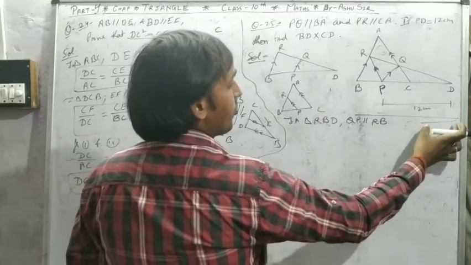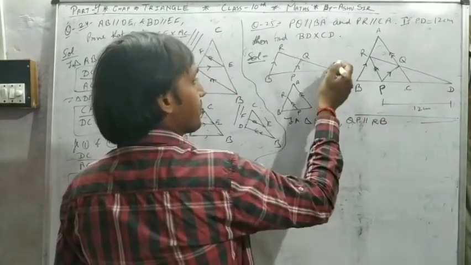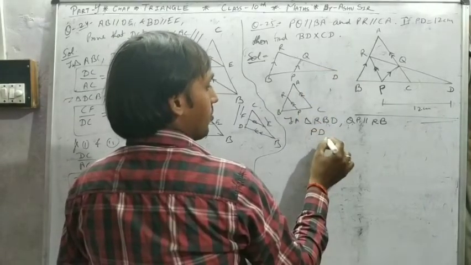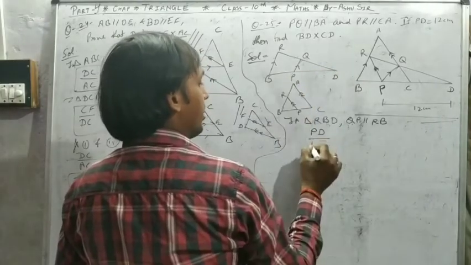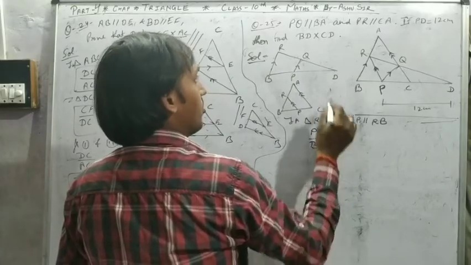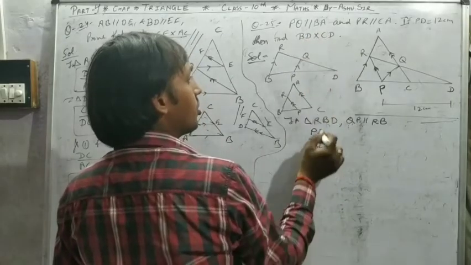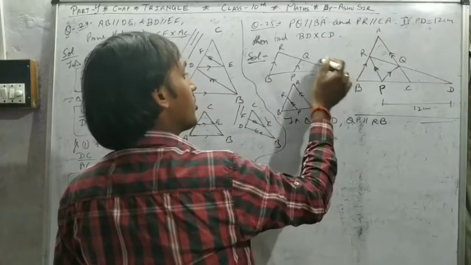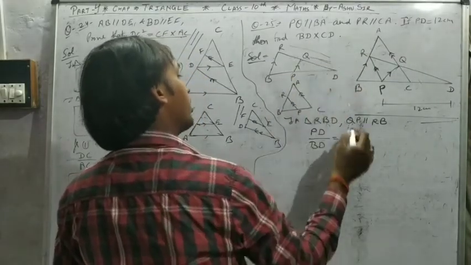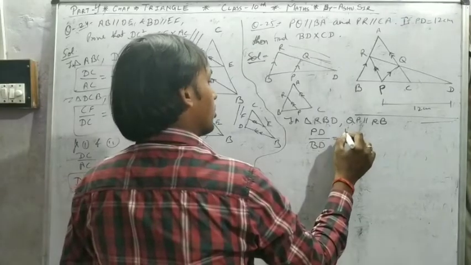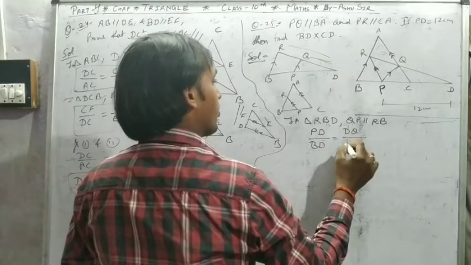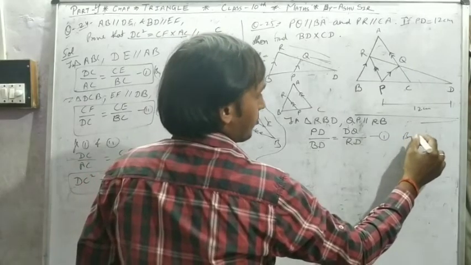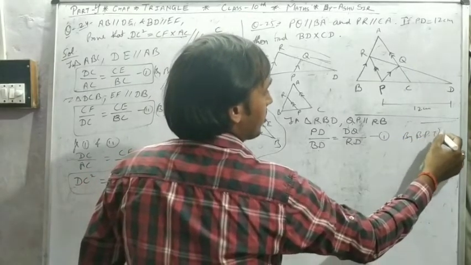Same, we want first upon whole part. So here PD upon BD, because BD we want and PD is given. So first upon whole, so from the other side first upon whole by BPT.